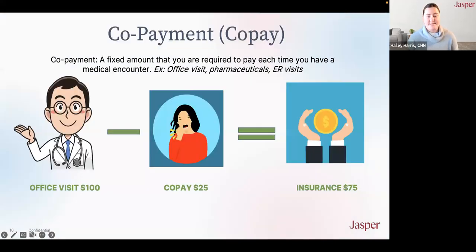Next is co-payment, more commonly known as copay. This is a fixed amount that you're required to pay each time you have a medical encounter. This is, again, after the deductible has been met. This may include office visits, when you pick up a medication at your pharmacy, or when you have a hospital stay. In this example, you can see that you have not met your deductible. You visit the oncologist, and that costs you $100. Your copay is a $25 set fee, leaving your insurance to cover $75 for this visit. So again, you're only responsible for that $25 copay for this visit.